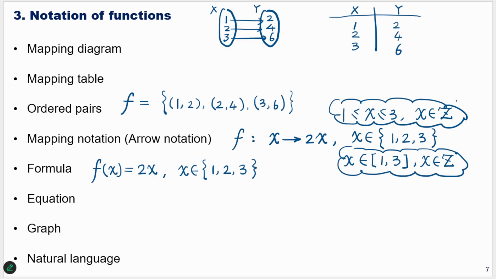Okay, next, equation. Usually in the equation method, we use a y to denote the output. So we can write y equals 2x. This is called the equation, right? Of course, you can also write 2x minus y equals 0. They are equivalent, right? And you have an equation in which two sides are connected using the equality sign here. And again, in this way, usually you need to define the domain. Otherwise, by default, the domain is the whole real number set.